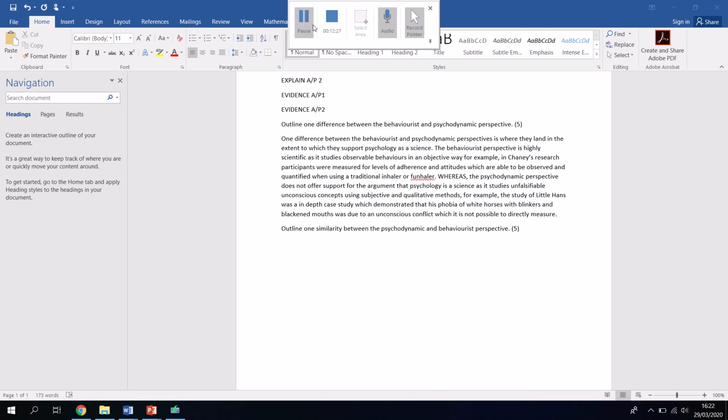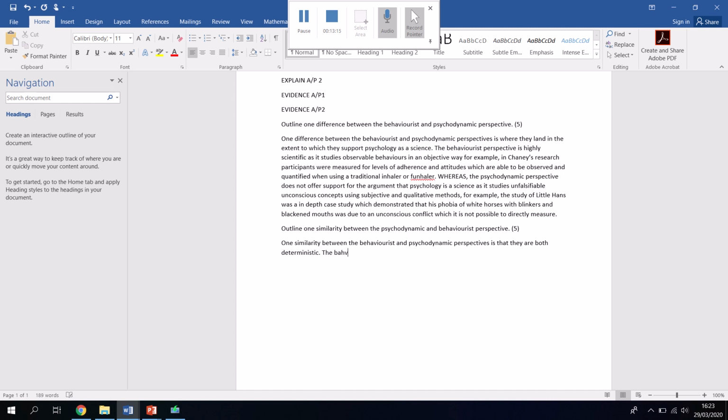Okay, so we'll do a similar question, but this time we're going to look at outlining a similarity between the psychodynamic and the behaviourist perspective. So, what we can say is, for example, one similarity between the behaviourist and psychodynamic perspectives is that they are both deterministic. Okay, so they're both deterministic in their own way. So then I'm going to explain for area 1 and explain for area 2.